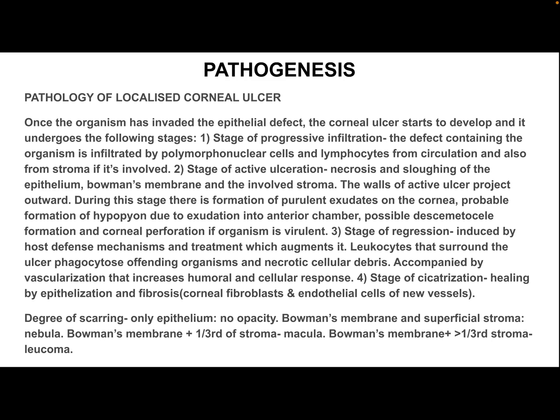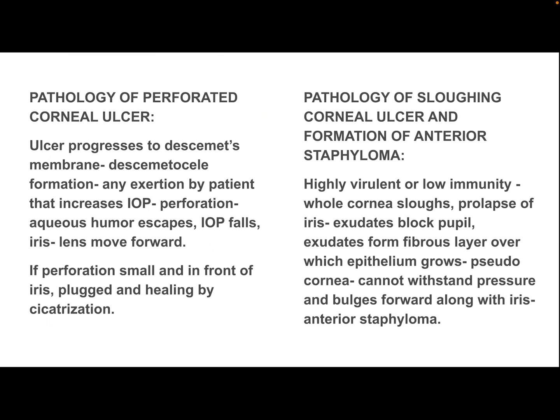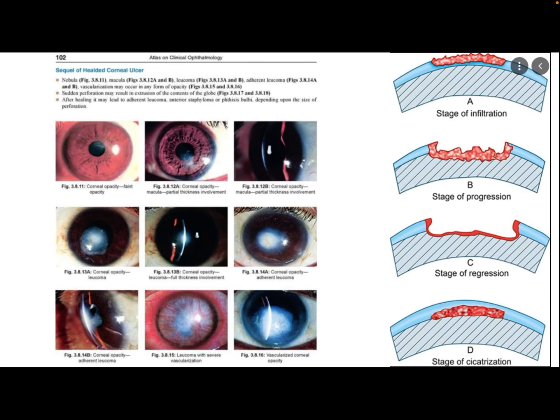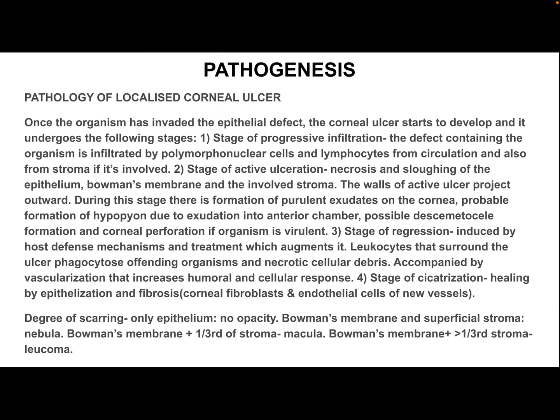Now pathogenesis. Pathogenesis can be divided into three types: the pathology of localized corneal ulcer, the pathology of perforated corneal ulcer, and the pathology of a sloughing corneal ulcer and the formation of anterior staphyloma. The pathology of localized corneal ulcer is very definitive. There are 4 stages, and the ulcer passes through all these 4 stages and ends by healing.